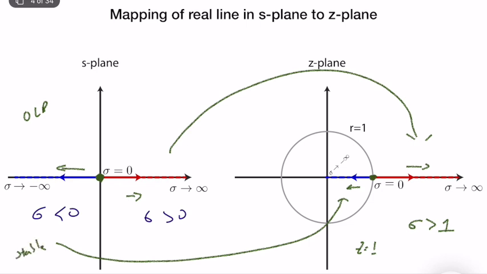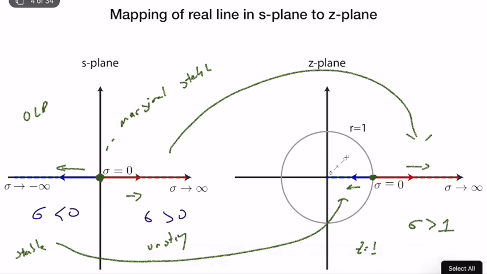Here, if the real part of the pole is greater than 0, we know that it is unstable. And if it's at the origin, we know that it is marginally stable. Okay, let's analyze this.